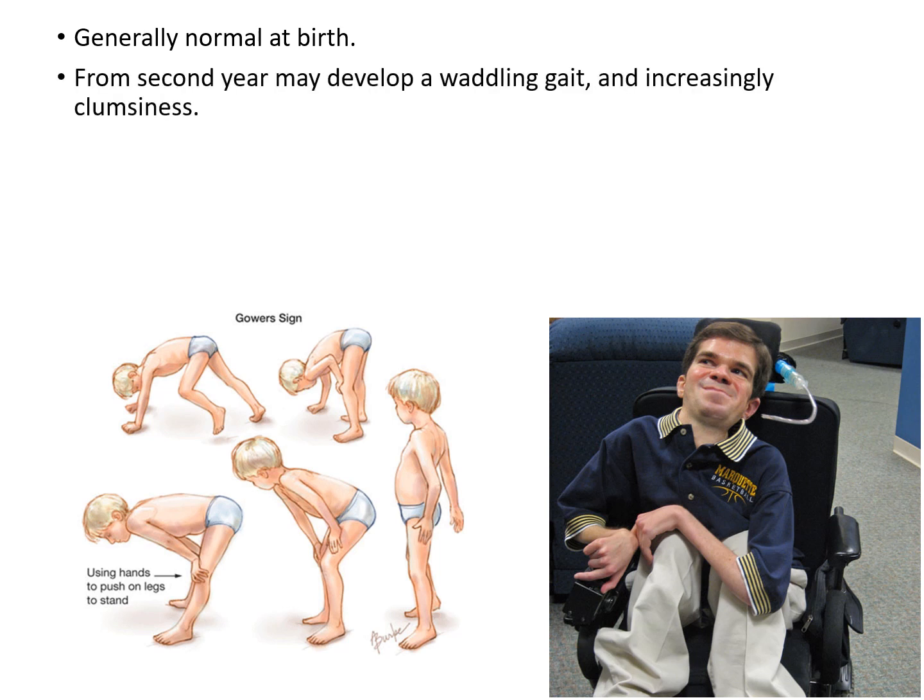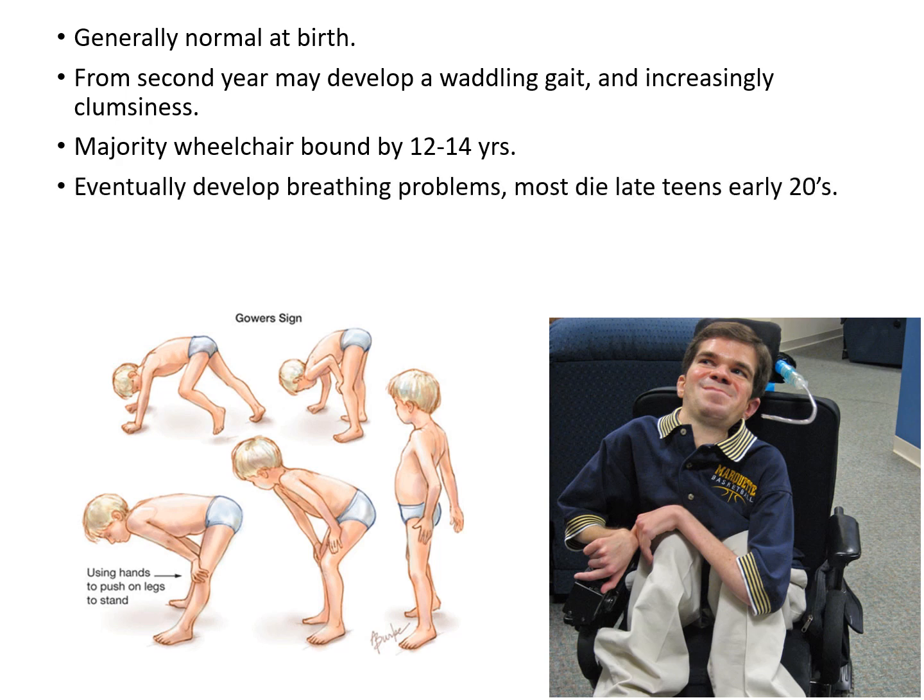From the second year, they might develop a bit of a waddling gait when they walk. Gait just refers to the way one walks, and they might get increasingly clumsy. The majority, unfortunately, tend to be wheelchair bound by 12 to 14 years. They'll eventually develop breathing problems, and most die in the late teens to early 20s, unfortunately. There isn't any cure, and it's irreversible.